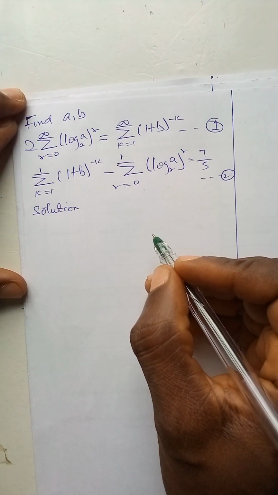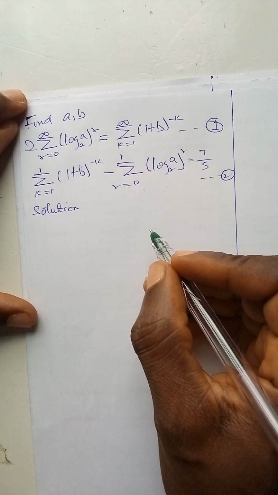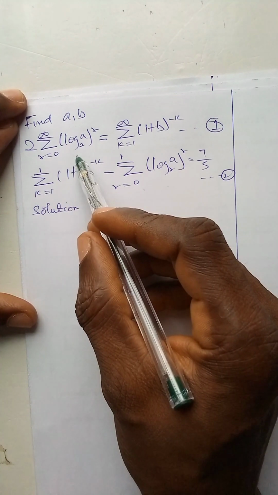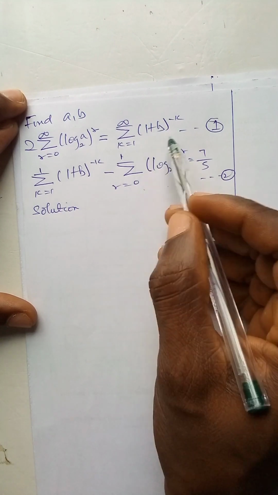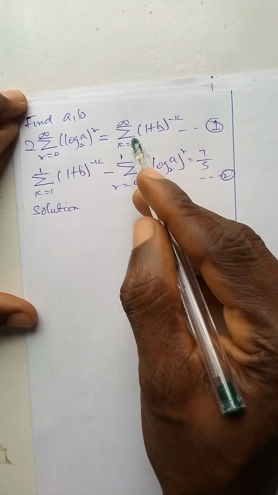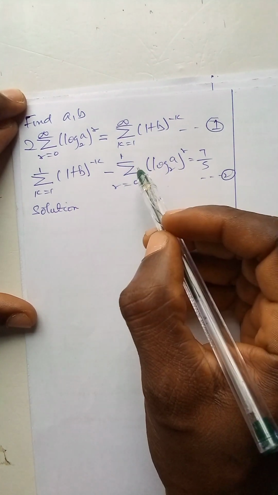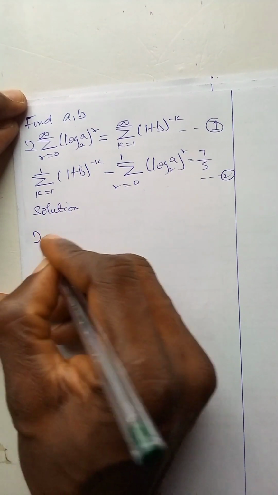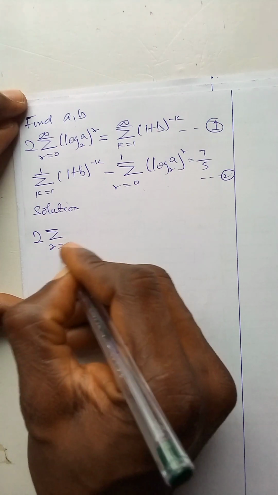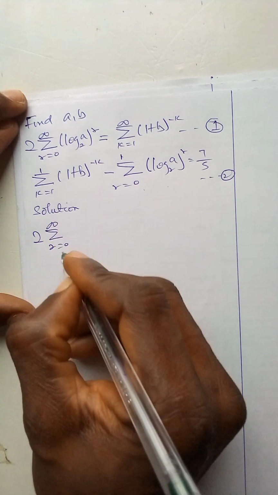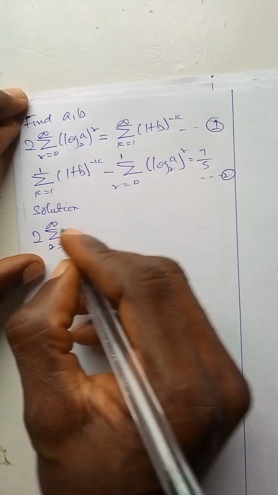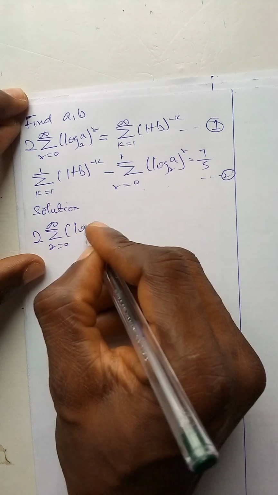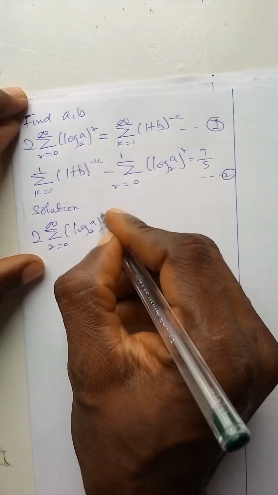In this video, we have a beautiful combination of logarithmic series and also exponential series forming two equations to be solved simultaneously. In the first case, we have 2 times the summation from r equals 0 to infinity of log to base 2 of a raised to power r.